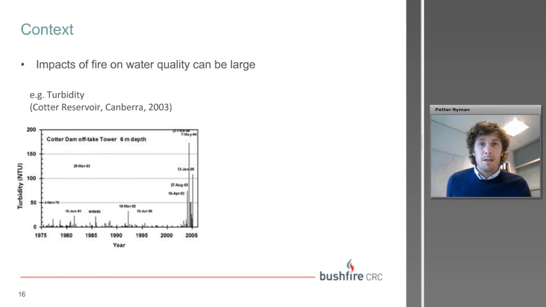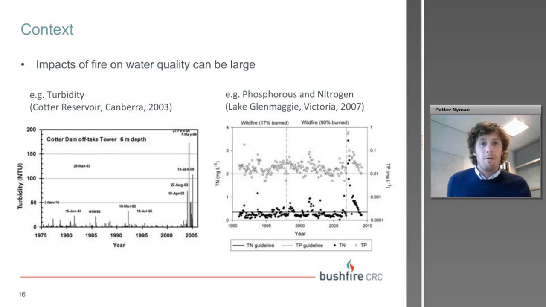Another example of the impact of fire on water quality can be seen in this data from Lake Maggie in Victoria from a wildfire in 2007. So this data actually contains the impact of 2 fires. The data spans back to 1990 and through to 2010, and the headwaters of the Lake Maggie were burnt in 1998, just a small part, 17%, and then again in 2007.